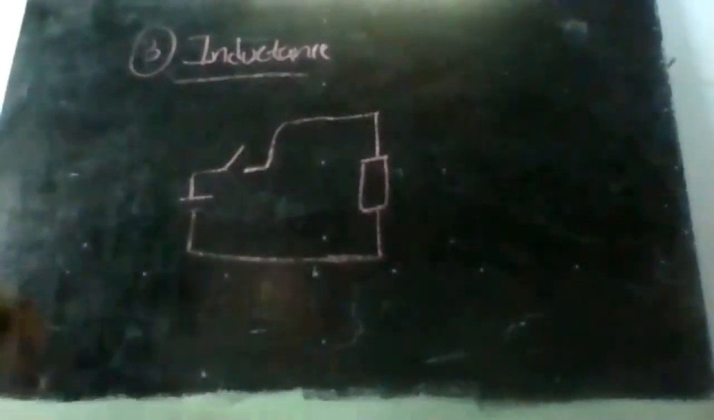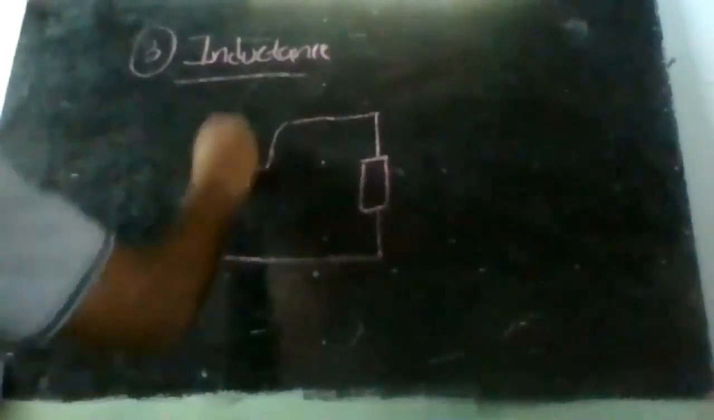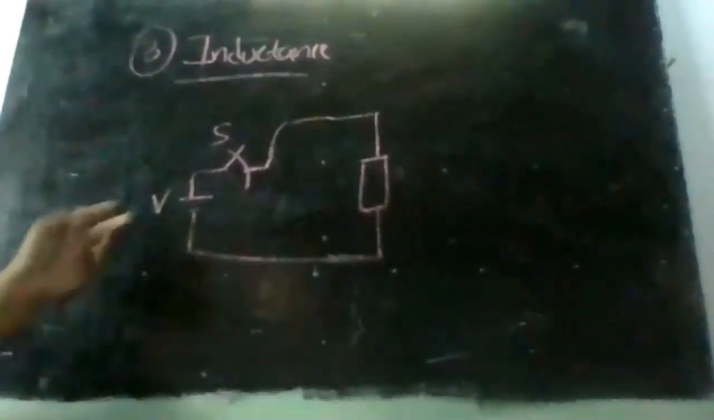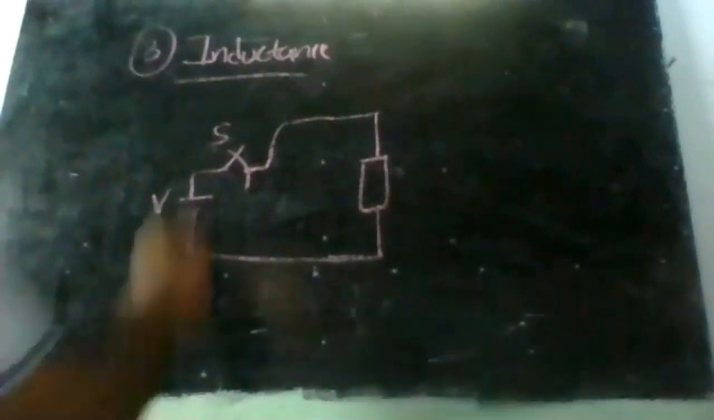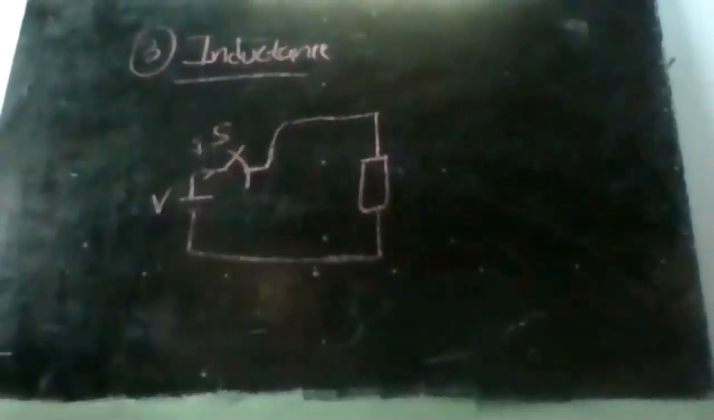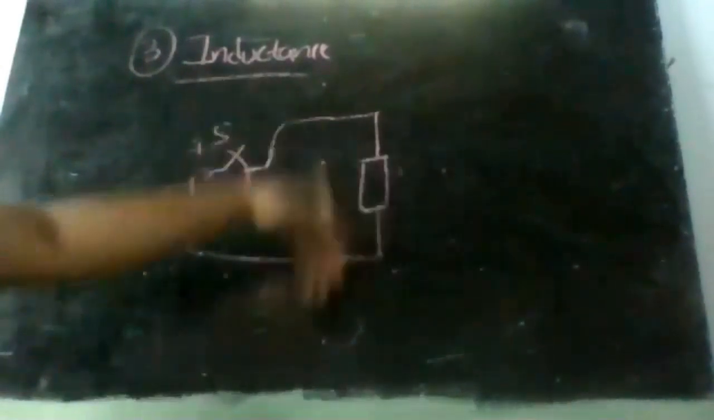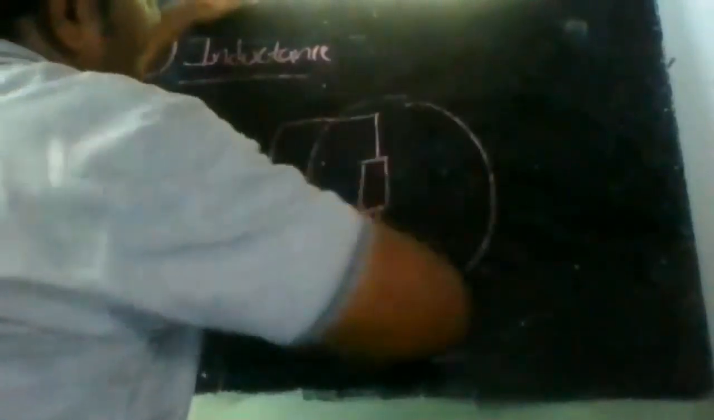So I have a switch S. This is a DC source, which will produce some current I. Now whenever the switch is closed, automatically the current passes through the conductor and it will produce magnetic flux around this conductor.